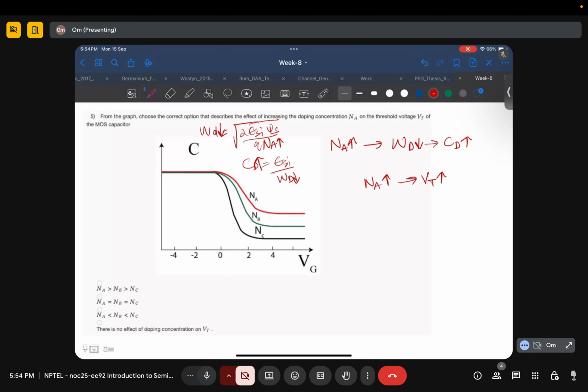So from this graph, Na must be the highest and NC must be the lowest. So Na is greater than NB is greater than NC. This should be the trend. So option A should be correct.